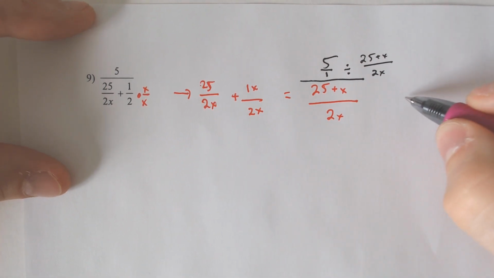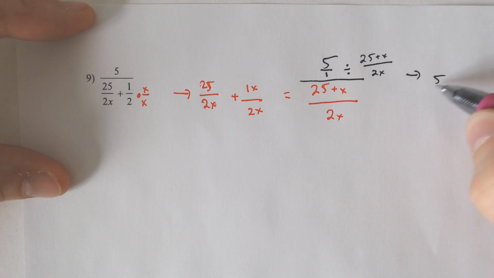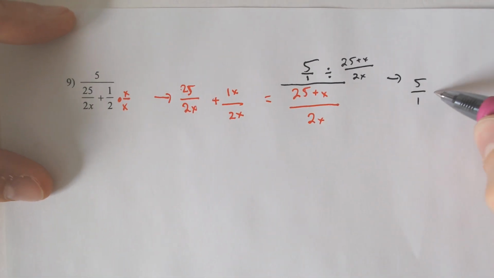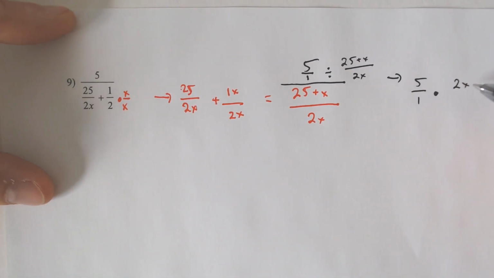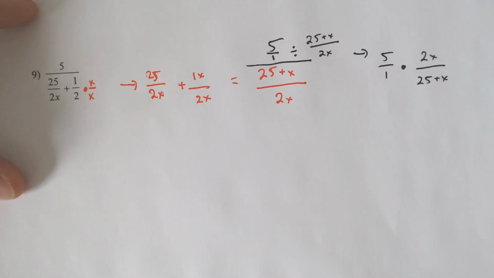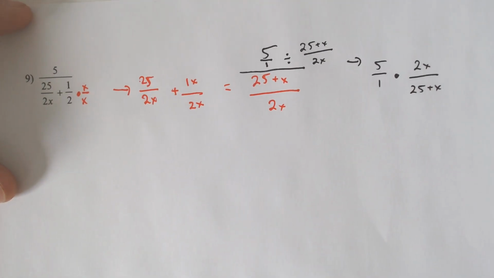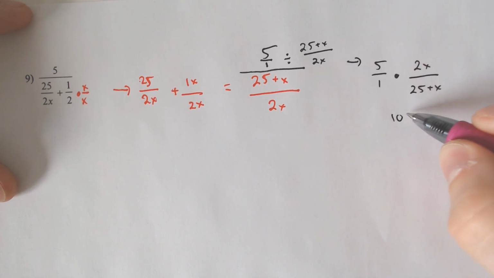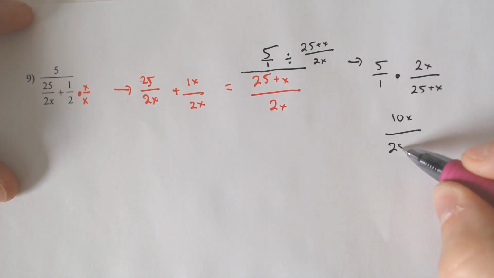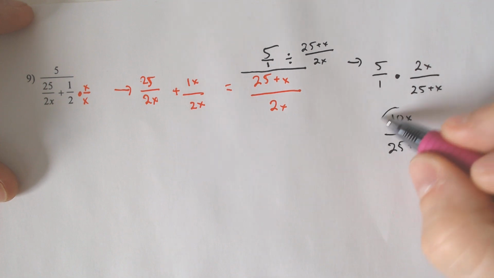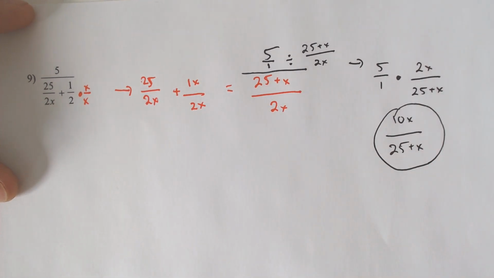So that's going to really become 5 over 1 times 2x over 25 plus x. So you just flip what we're dividing by and multiply. And that would become 10x over 25 plus x. And that, ladies and gentlemen, is the answer. That's all you've got to do.